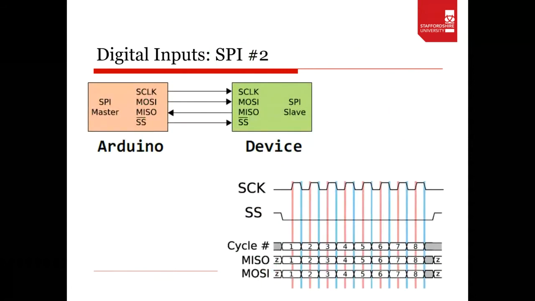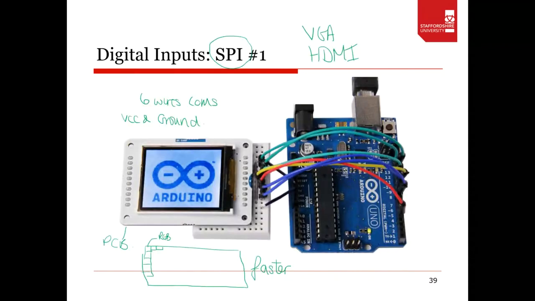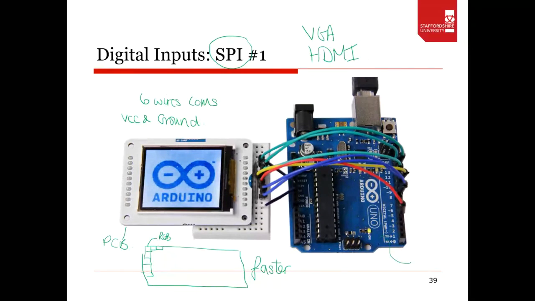So here we have our circuit diagram or block diagram for our serial to parallel interface. We have what's known as a master and a slave. So this one is the master device, or the controller.